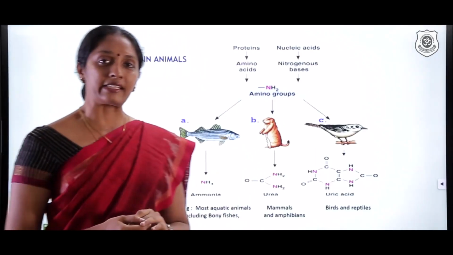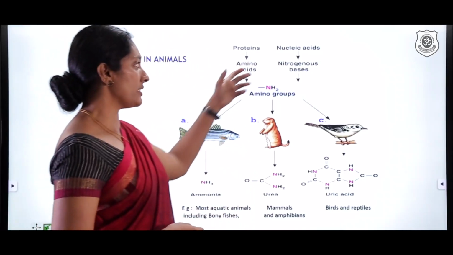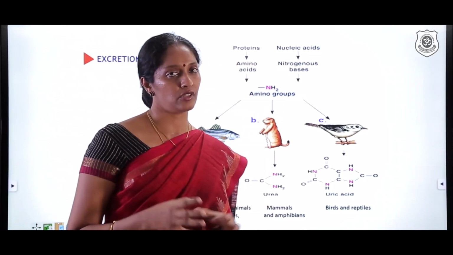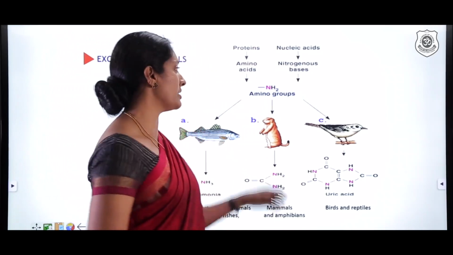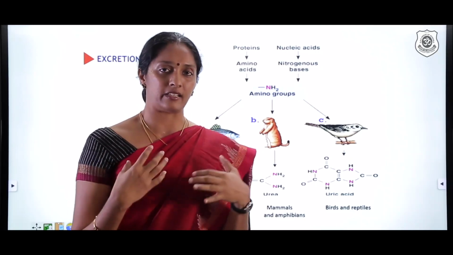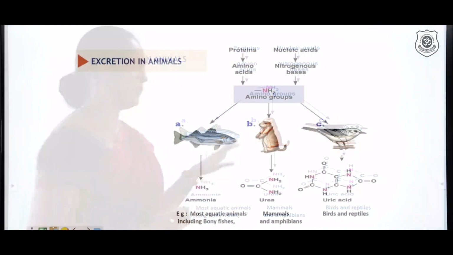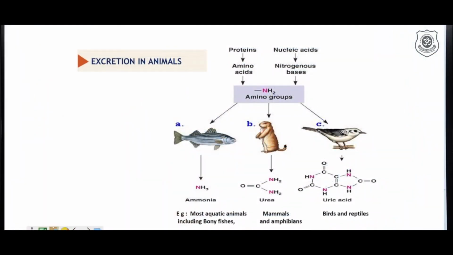Now coming to excretion in animals. As we have seen, proteins and nucleic acids are nitrogenous compounds and they have an amino group present in them. When the metabolic activities occur, metabolic waste products are formed like ammonia, urea, uric acid. These molecules will be formed, which have to be eliminated out of the body.